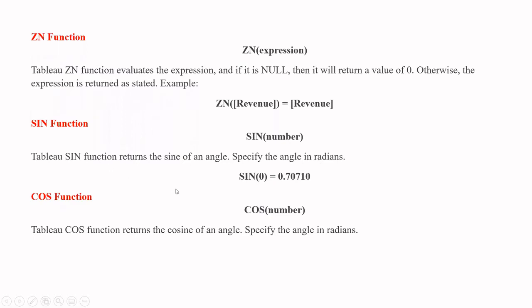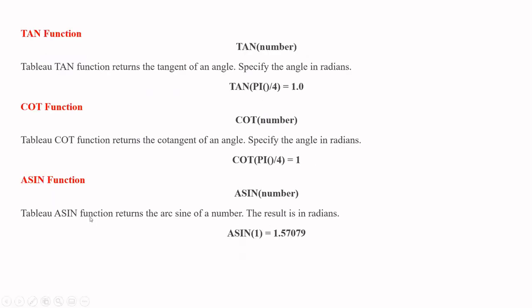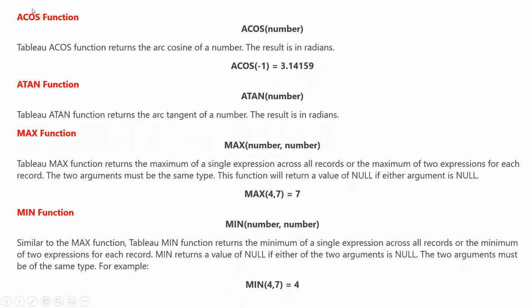As I mentioned already, these trigonometric functions we basically use to make customized visualizations. Similarly to sine and cos, we have tan, cot, and asine. Asine is nothing but sine inverse, which returns the arcsine of the number, and the result will be in radians. Cos returns the cos inverse, and atan the tan inverse.